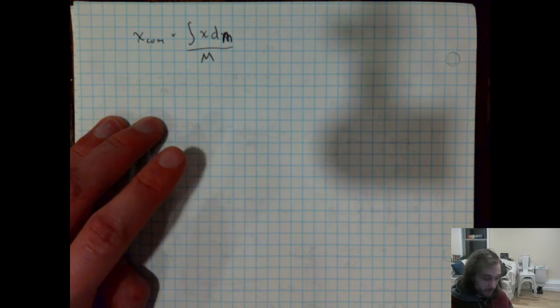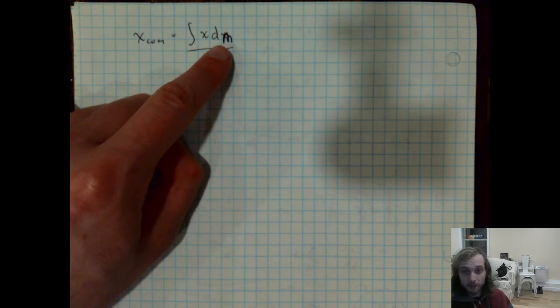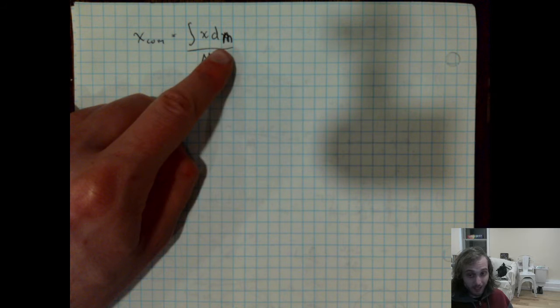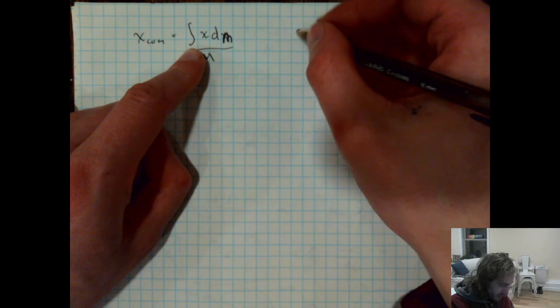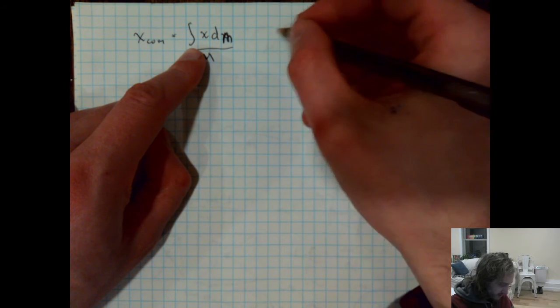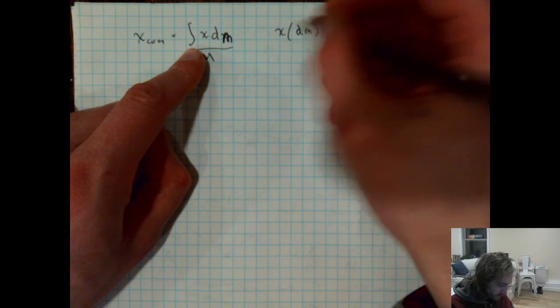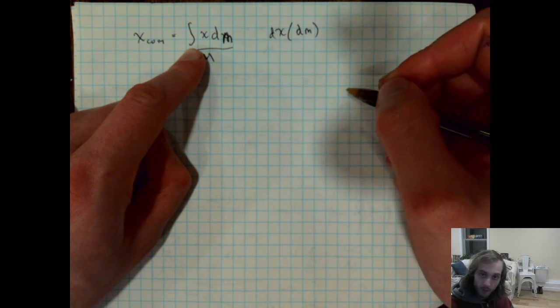Now, this is a problem because dm and x are not the same variable, and both are variables. So you can't actually integrate this. So a lot of times what you'll have to do is figure out x in terms of dm.